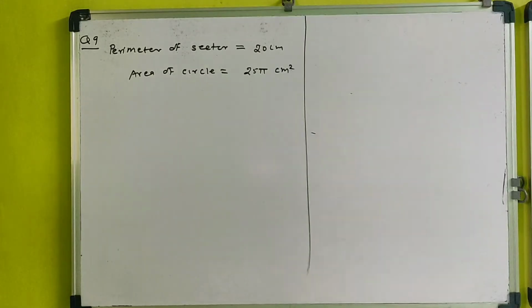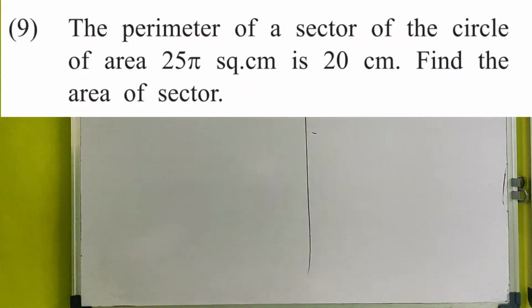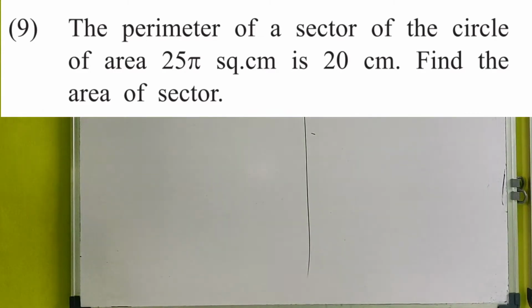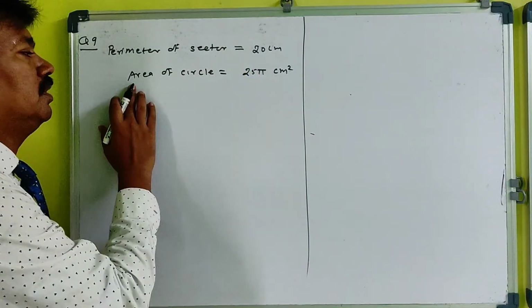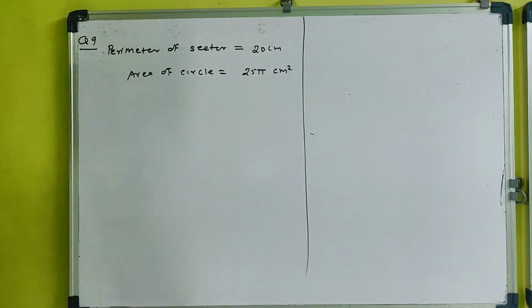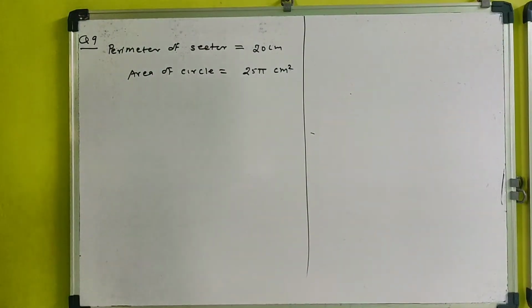Yes, so next question here, question number 9. The perimeter of a sector of the circle of area 25 pi square centimeter is 20 centimeter. Find the area of the sector. So what is given here? Perimeter of sector is given as 20 centimeter and the area of circle is given as 25 pi.